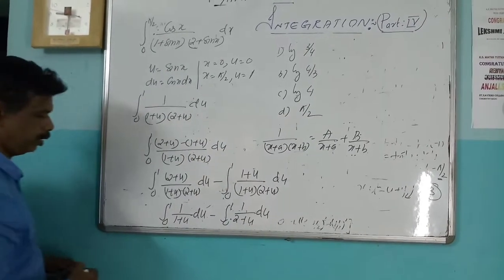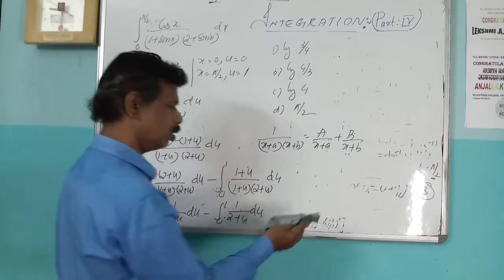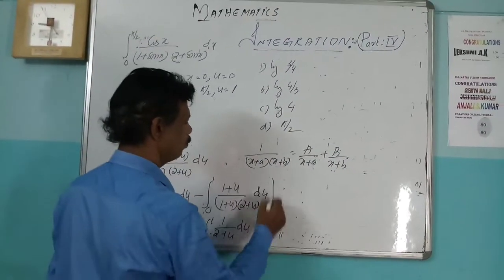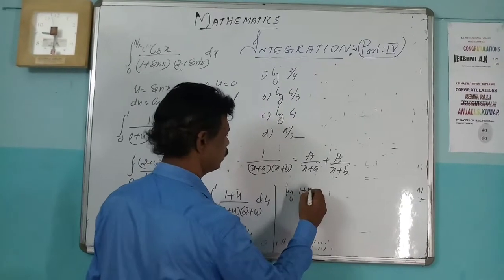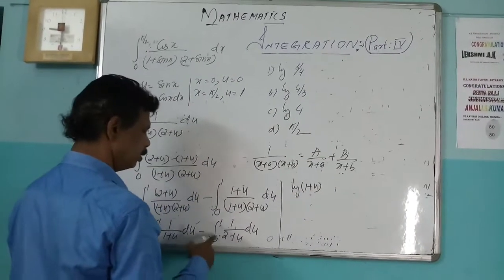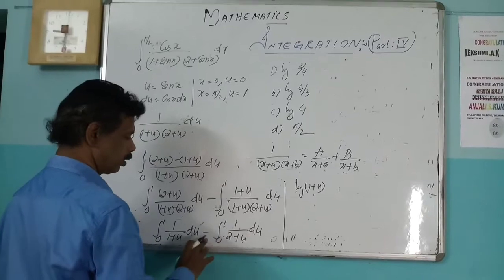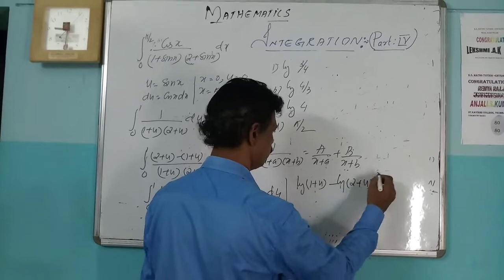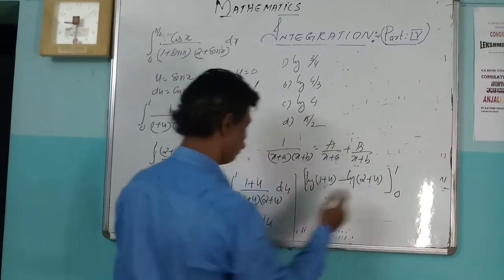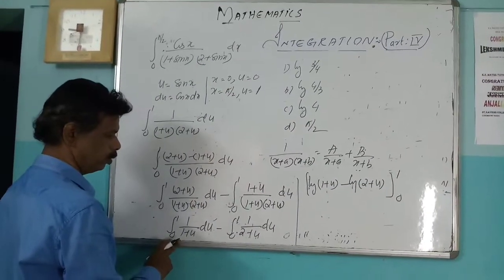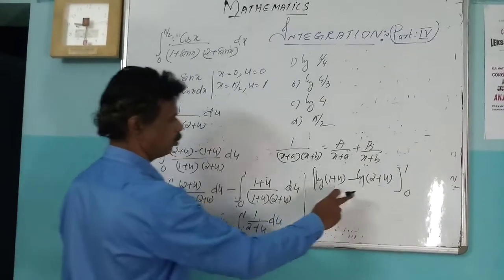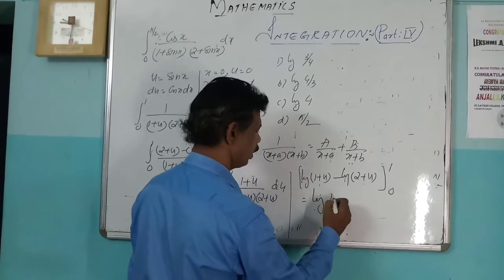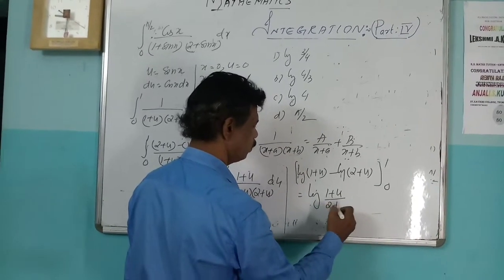Integral of 1 by x equal to log x. So we get log of 1 plus u, and in the same limit we can integrate both, that is minus log of 2 plus u. Common limit 0 to 1. By the property of logarithm, log a minus log b equal to log of a by b, so this is log of (1 plus u) by (2 plus u).